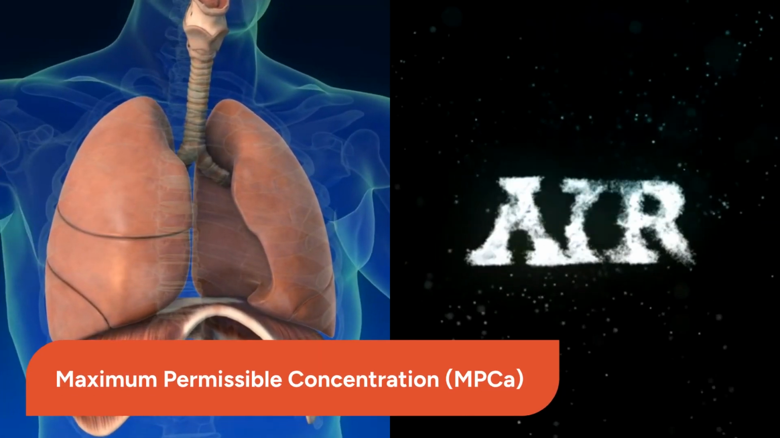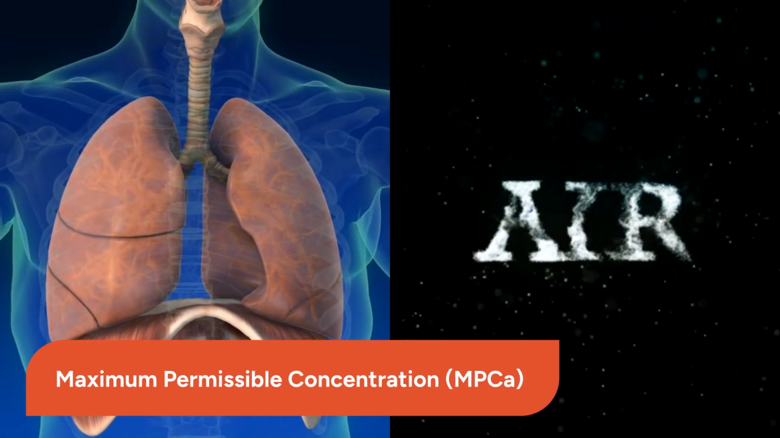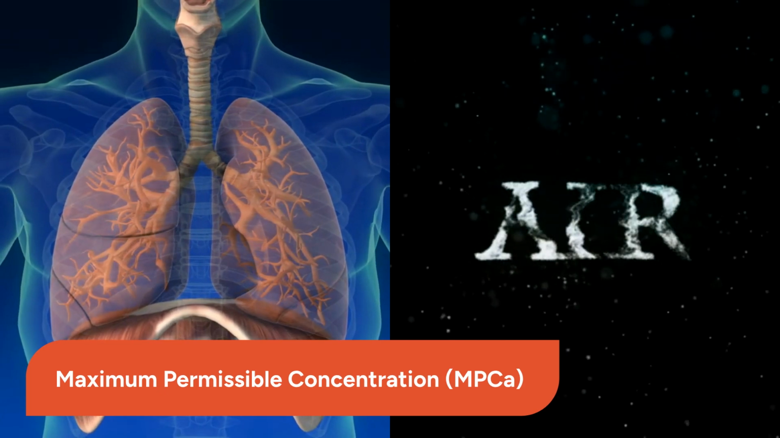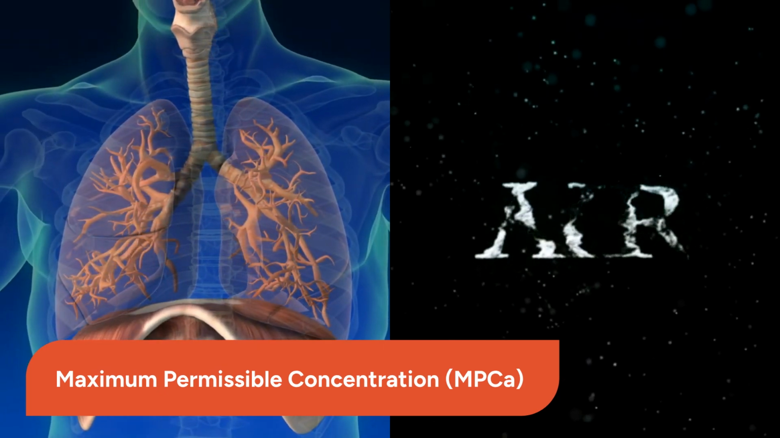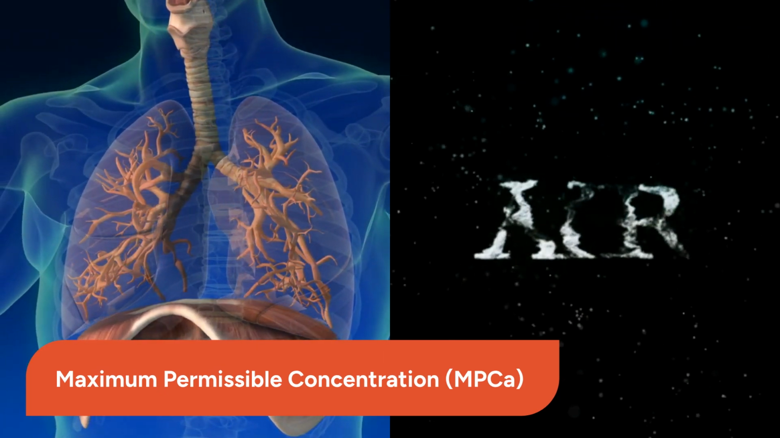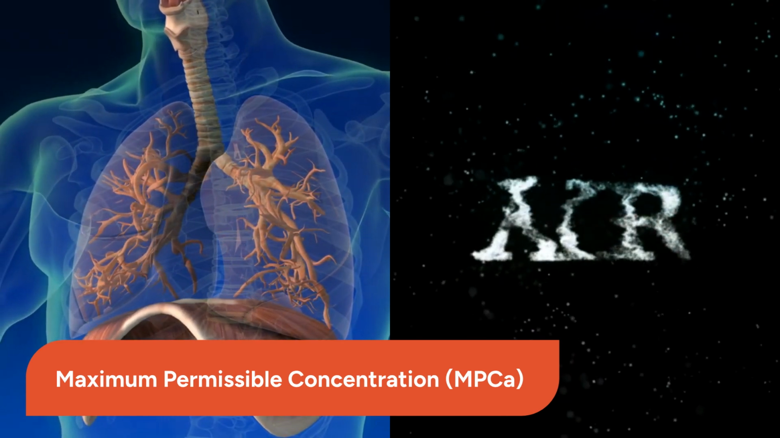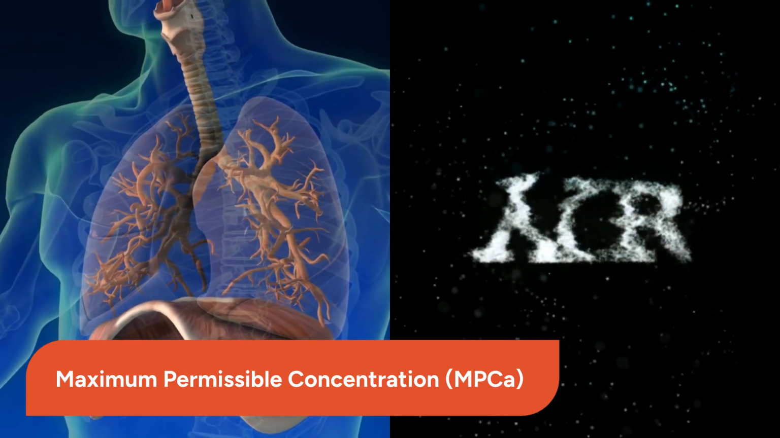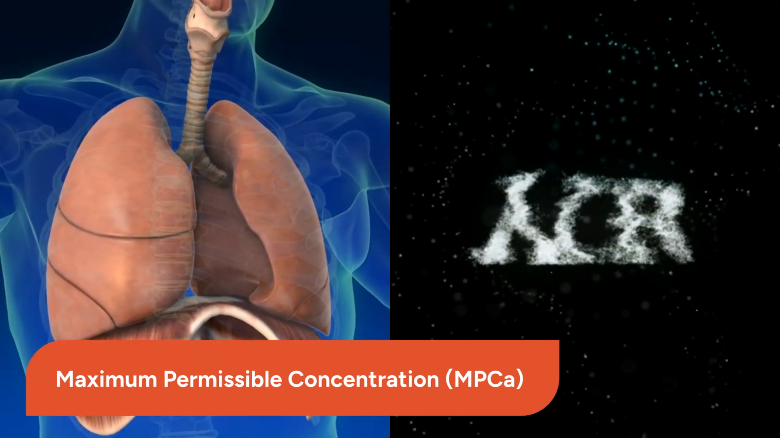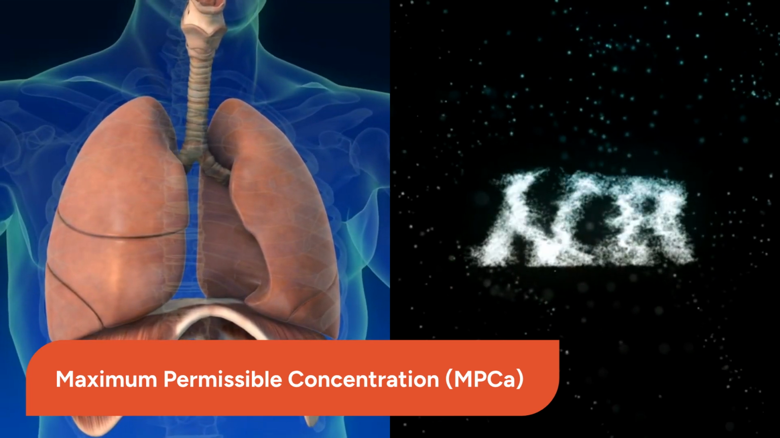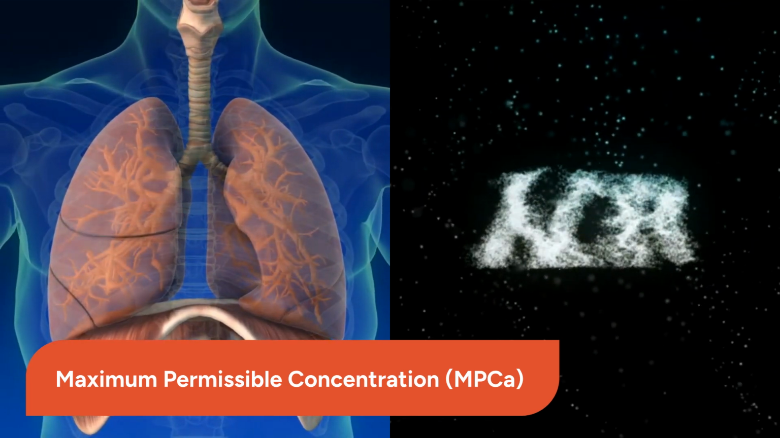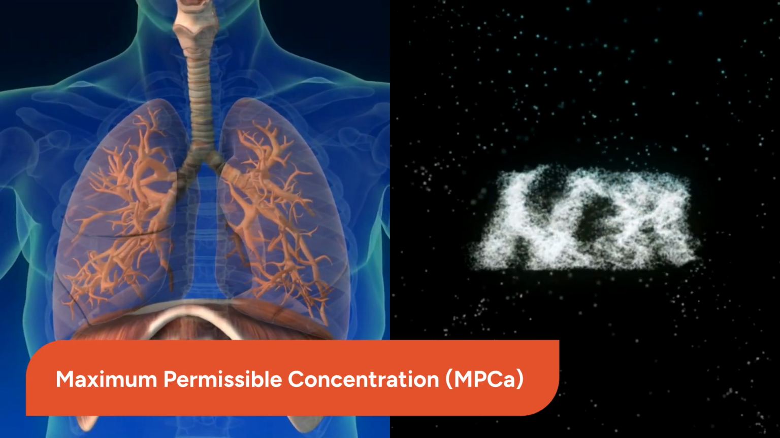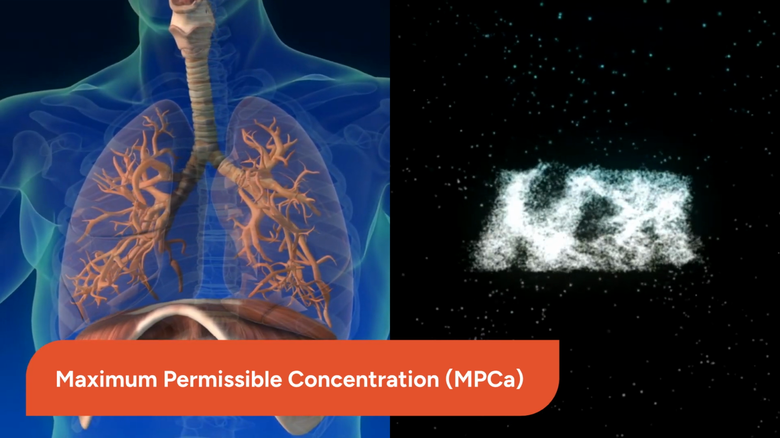Maximum permissible concentration in air, or MPCa, is an older but still relevant term, particularly in some international regulations and historical contexts. MPCa is similar to DAC in its purpose, also defining limits for airborne radioactive materials. Both DAC and MPCa aim to ensure that inhaled radioactive substances do not lead to an unacceptable radiation dose to internal organs.